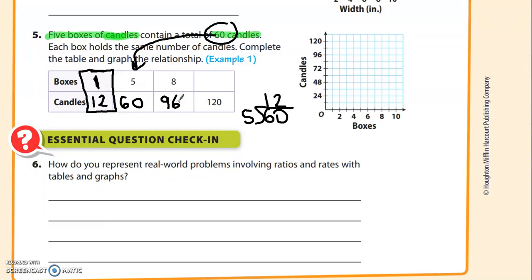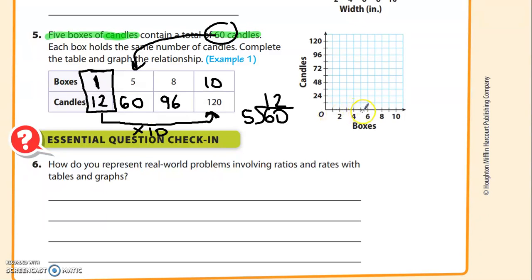And you may not notice this, but I do. 12 goes into 120 10 times. So what does that mean? It means 10 boxes. So now we've got all that filled out, and then we're supposed to graph. And you only have to graph the 3 given to you. You don't have to graph the 1 and 12. You could, but you don't have to.